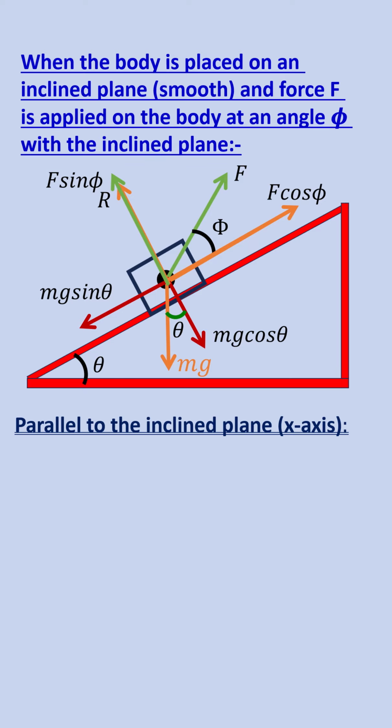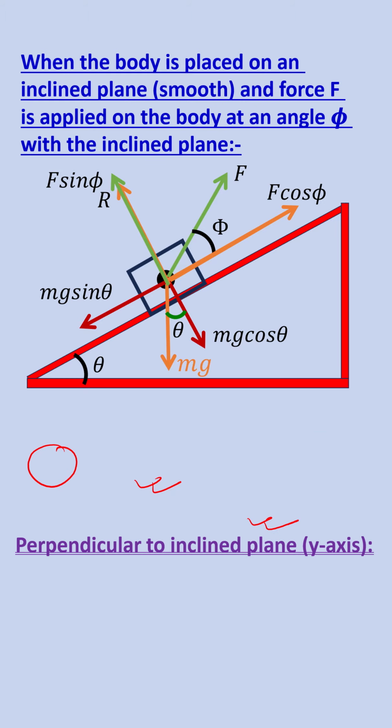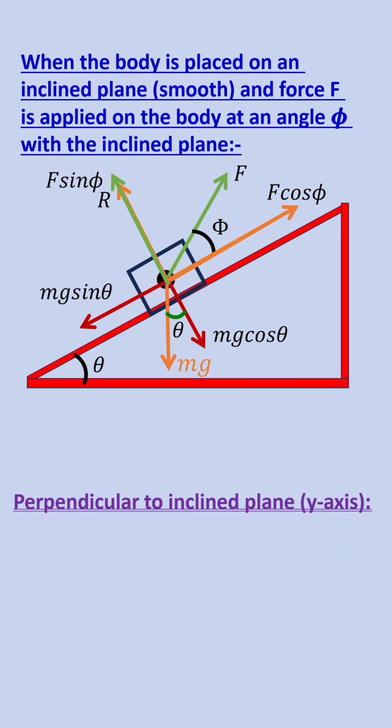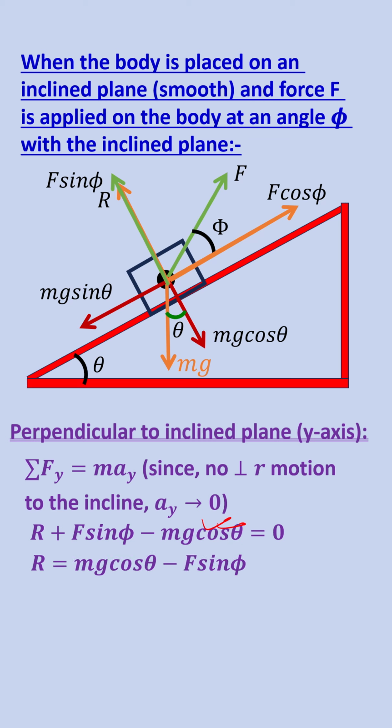Now parallel to the inclined plane along the x-axis, summation of Fx equals max. Let's write the forces in the x direction. They are F cos phi and mg sin theta, equals max. Now along the y-axis, summation of Fy equals may. There is no vertical motion. That's why ay equals 0. That's why we can write this.